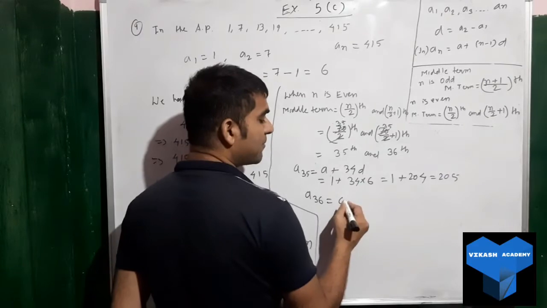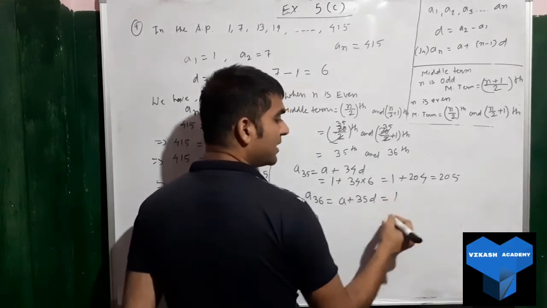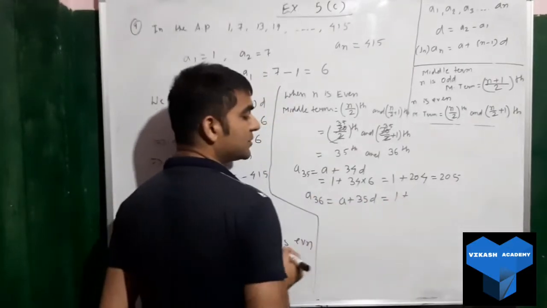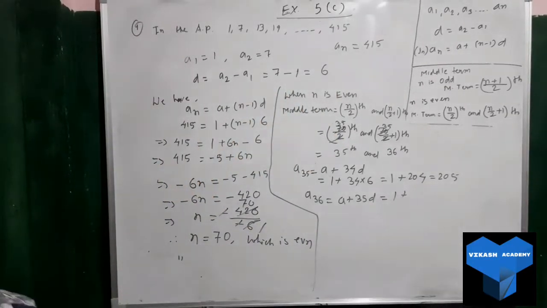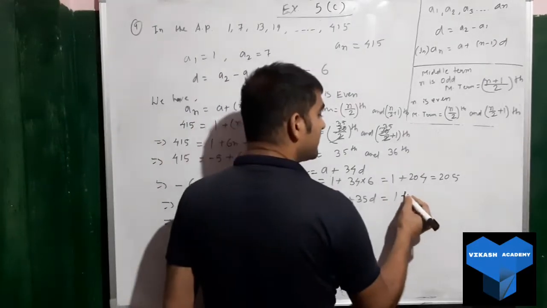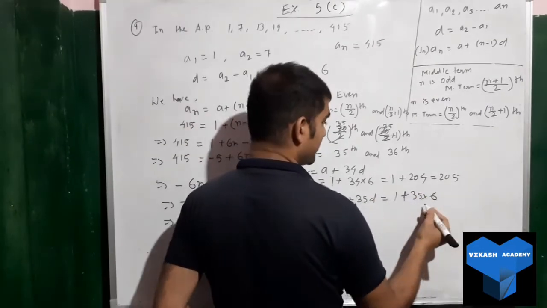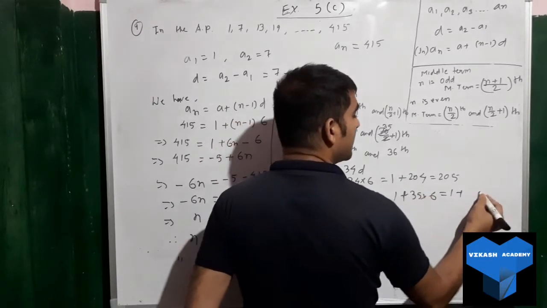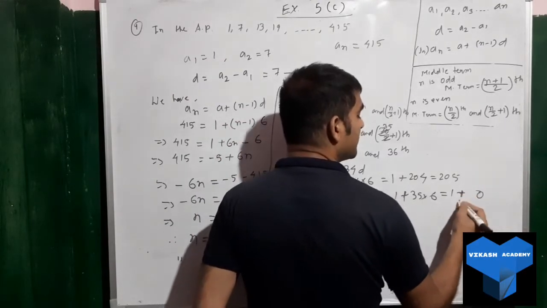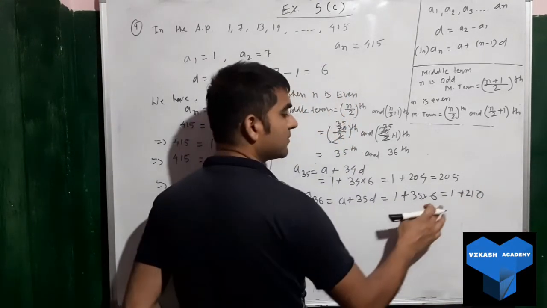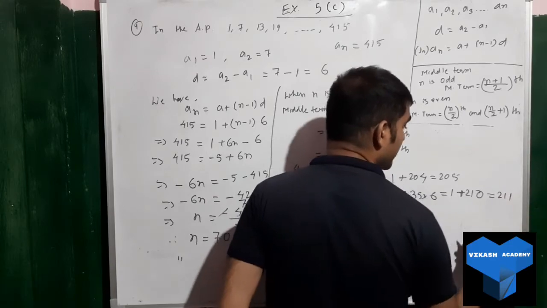A36, we have A plus, just minus 1 from here, so it will be 35 into D. A is 1, plus 35, put the value of D, 6. So now 6 5 ja 30, 6 3 ja 18 plus 3 will be 21. So we are getting A36 as 211. Yes, 211.